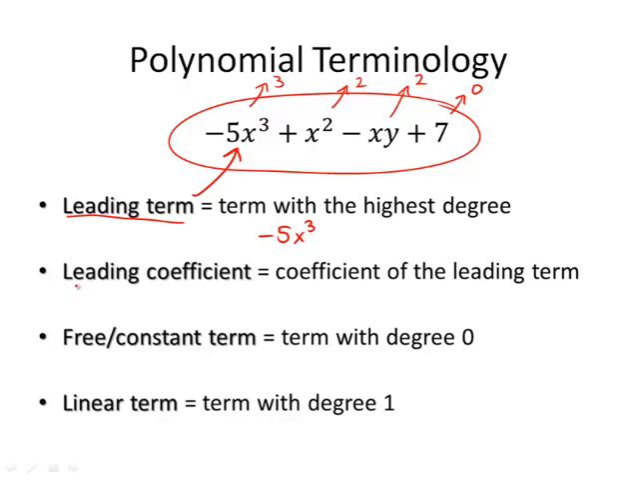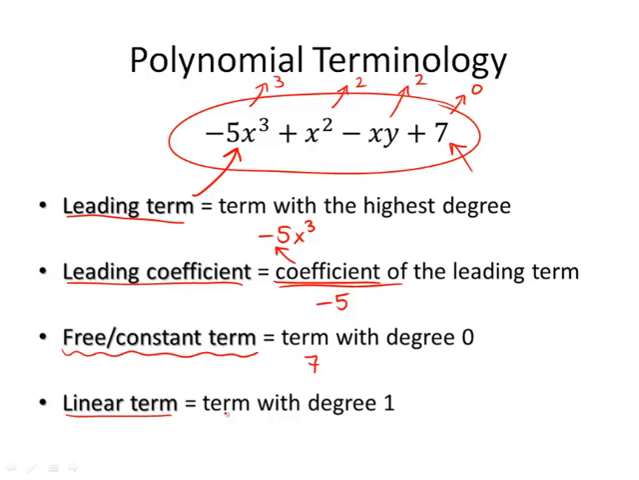Therefore the leading term. The leading coefficient is the coefficient of the leading term, which is the number multiplied in front of the leading term. In this case it is negative 5. The free or constant term is the term with degree 0. So it's the one with no letters. So that is the free constant term, and in this case it's 7.